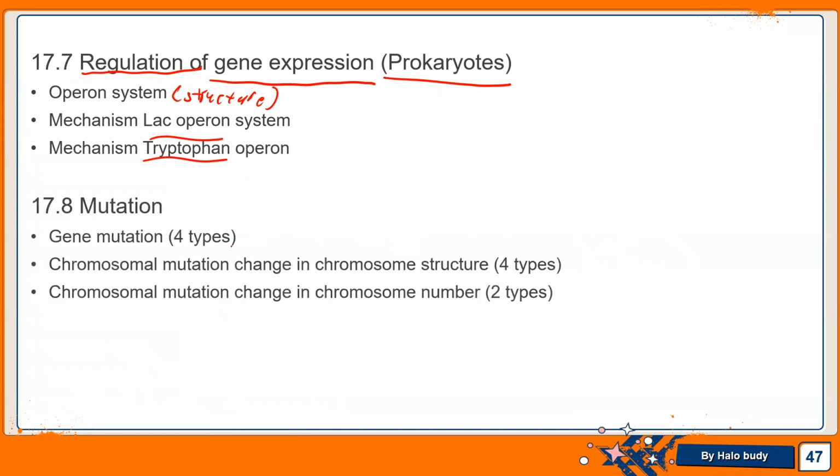Okay, for the last topic, finally the last topic, lah. This mutation, actually in SPM you already learned. So gene mutation, SPM learned. I don't need to talk too much. Chromosomal mutation has two types. That is chromosomal structure, four types SPM learned, and chromosomal mutation change in chromosome number also SPM learned. So this topic is actually just a revision topic.